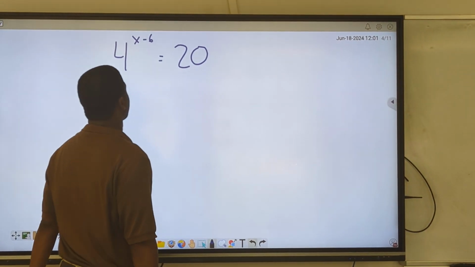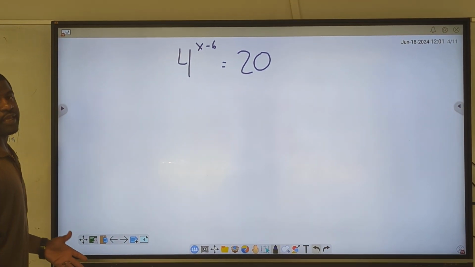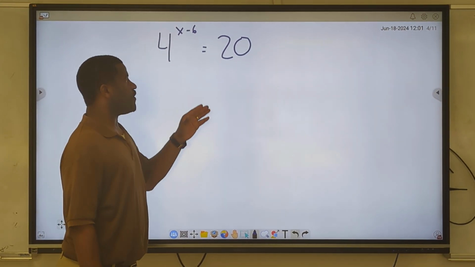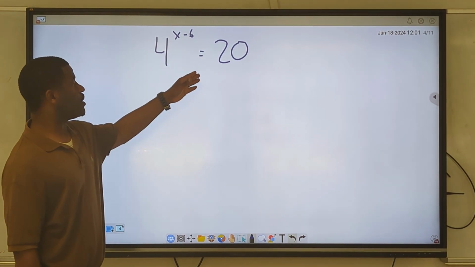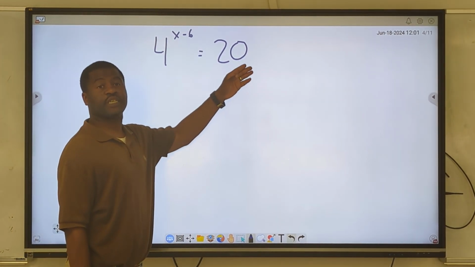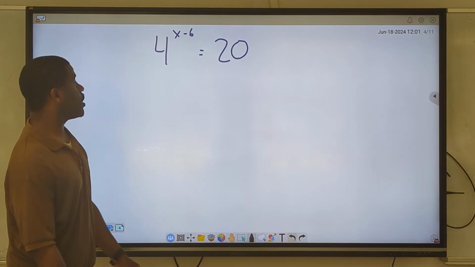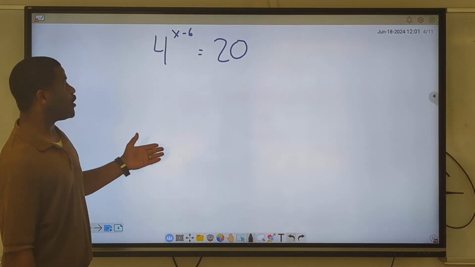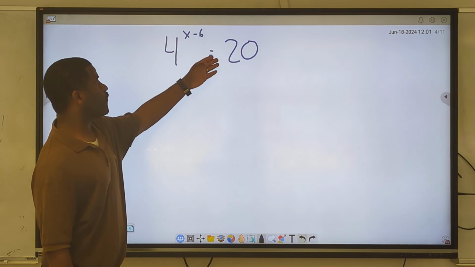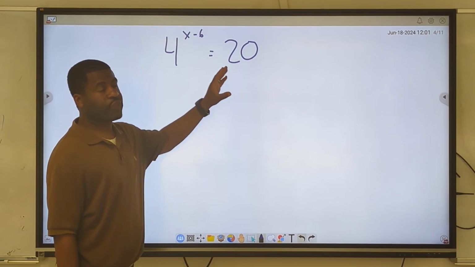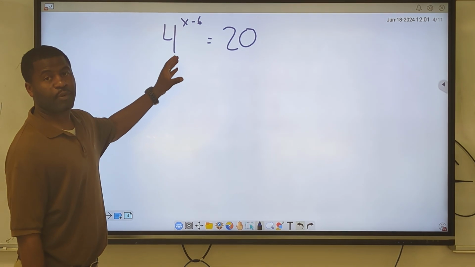I can just use this: 4 to the x minus 6 is equal to 20. So once again, 4 squared is 16 and 4 to the third is 64, so we can't use a base of 4. We can't use a base of 2 either. 2 to the fourth is 16 and 2 to the fifth is 32. So there's no way that we can use a common base.